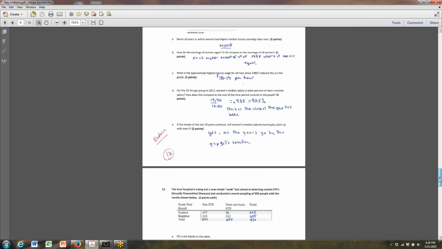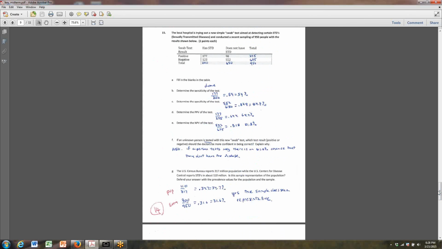$14 we did well on. 15 we did well on, but this was a commonly missed. These last 2 questions were commonly missed. It says in part F, when parts B through C, they ask you to find the sensitivity, specificity, positive predictive value, negative predictive value. Then part F says if an unknown person is tested with this new swab, which test result, positive or negative, should the doctors be more confident in being correct, and explain why?